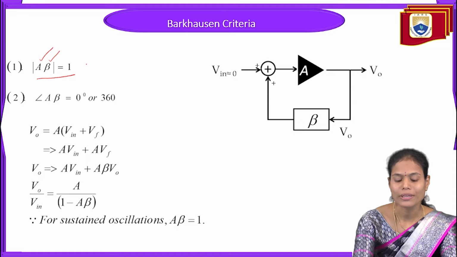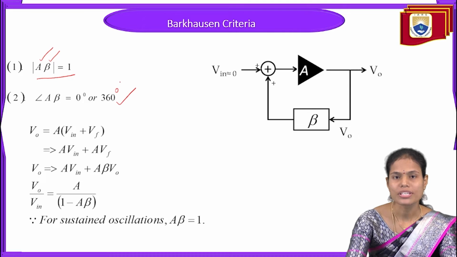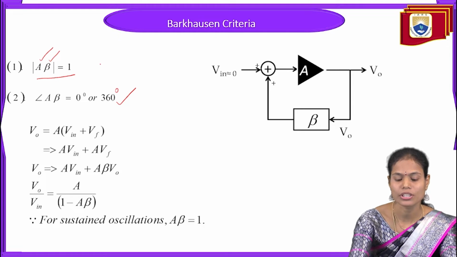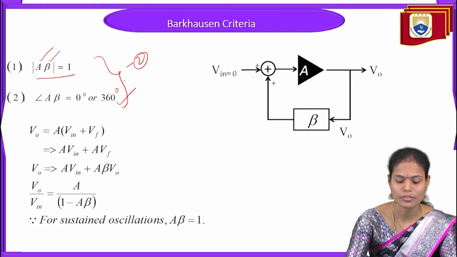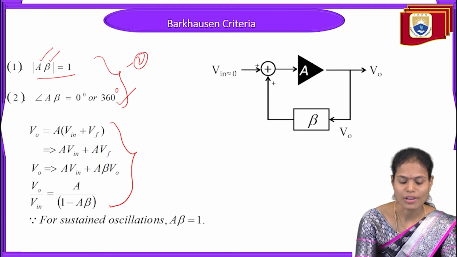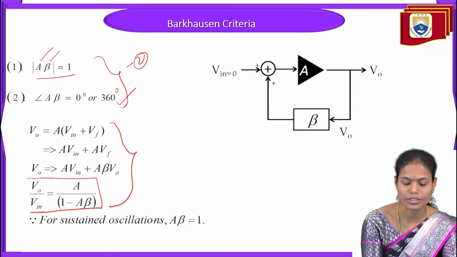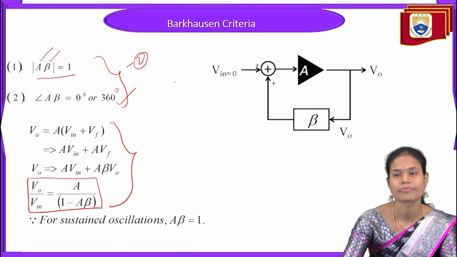So that open loop gain magnitude must be 1 and the phase angle of that open loop gain must always be 0 degrees or 360 degrees. To design any particular oscillator, that may be a Hartley oscillator, Colpitts oscillator or RC phase shift oscillator, any kind of oscillator, we need to satisfy these two conditions. So this value we have already derived. We got it as A by 1 minus A beta.